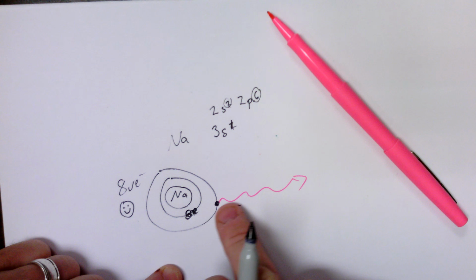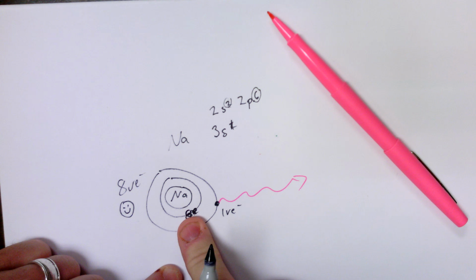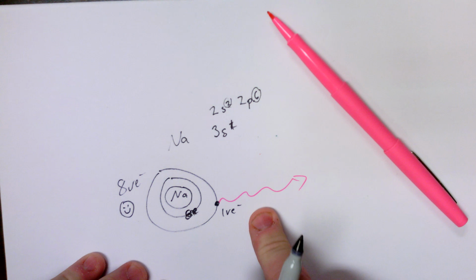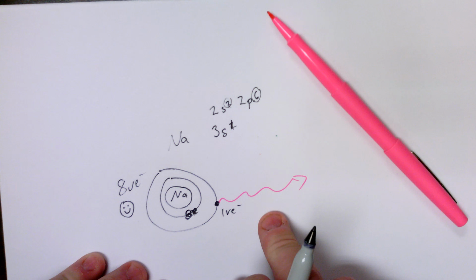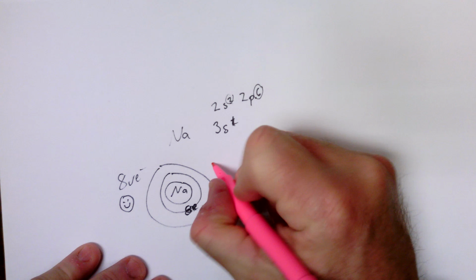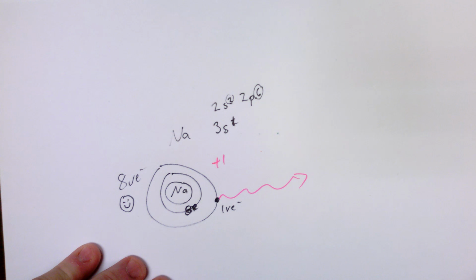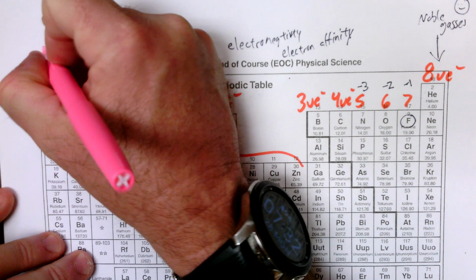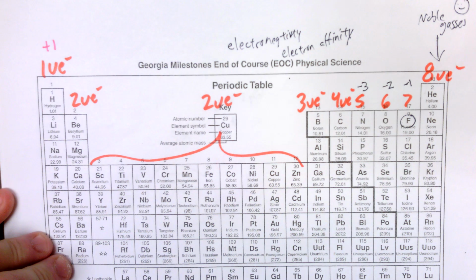Its best option is, hey, let me get rid of this one, and then it's like I have 8 valence. So what sodium does is it gives up an electron. By giving up an electron, it becomes an ion, but it becomes a positive ion. Sodium's charge would be +1 because now it has 1 more proton than it does electrons. So we come back to the periodic table. Sodium, this column here, is a +1 ion. We should start to see a pattern.